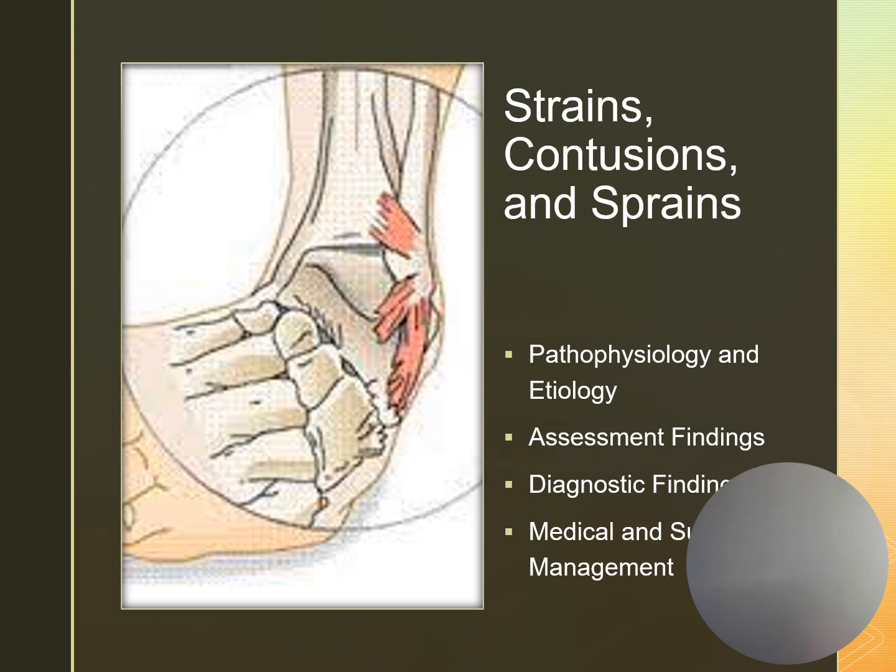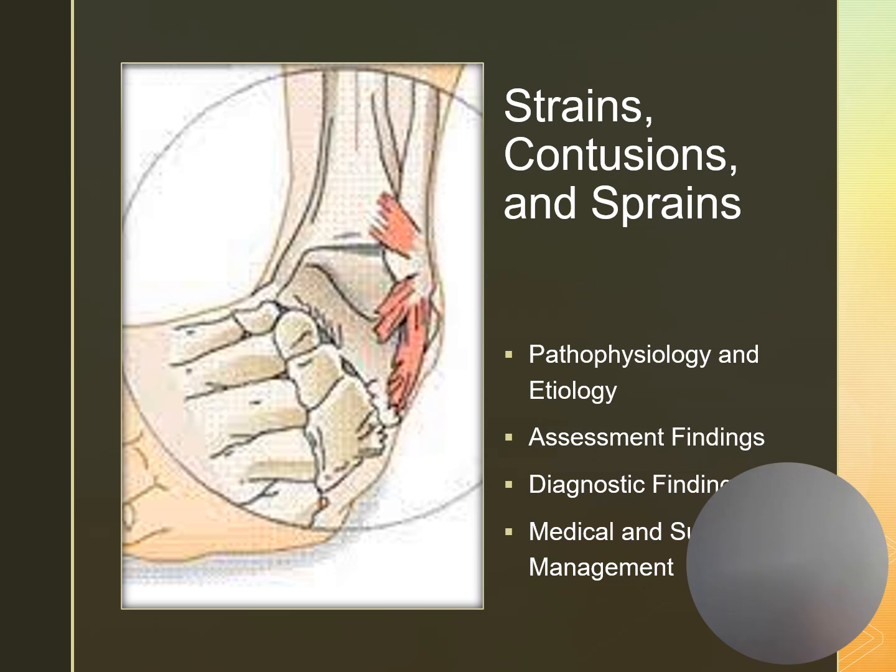The three types of sprain are going to be a first degree, which we have stretching and pain with movement. The second degree is going to be a partial tearing of the ligament, and we have some loss of function.